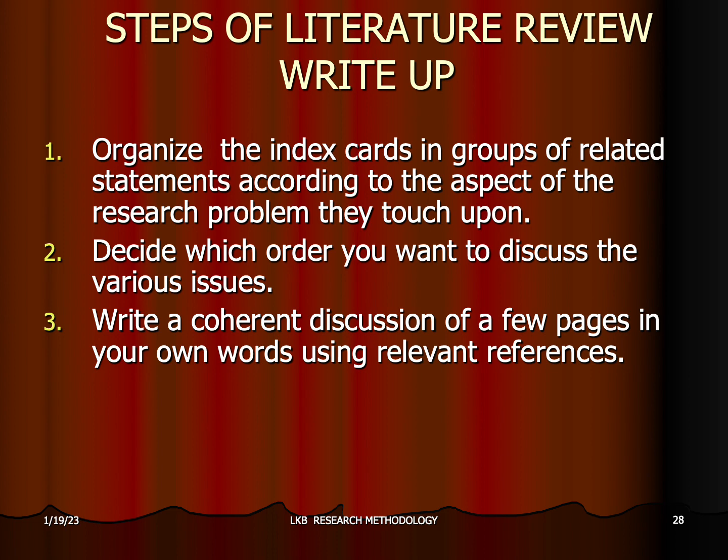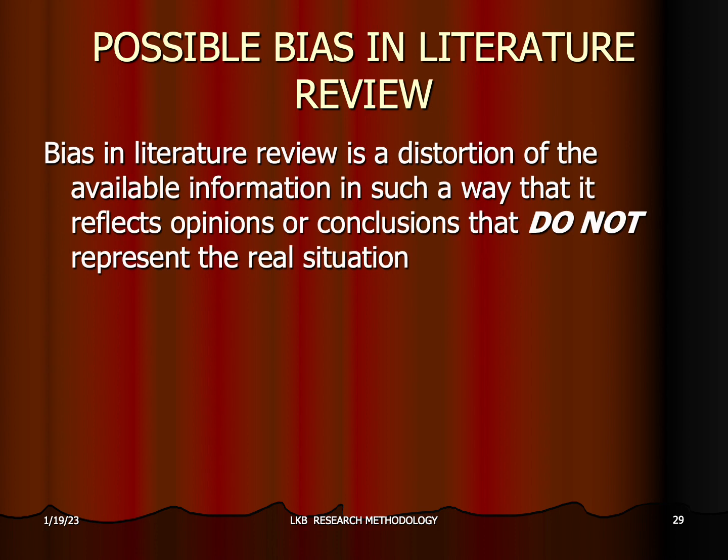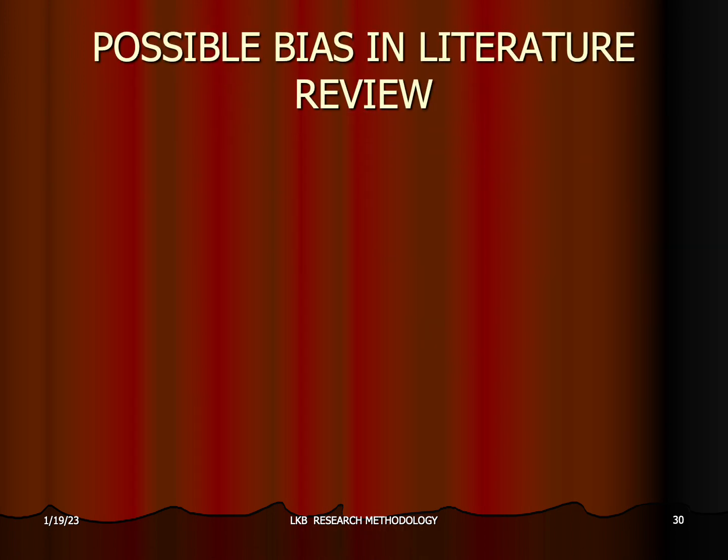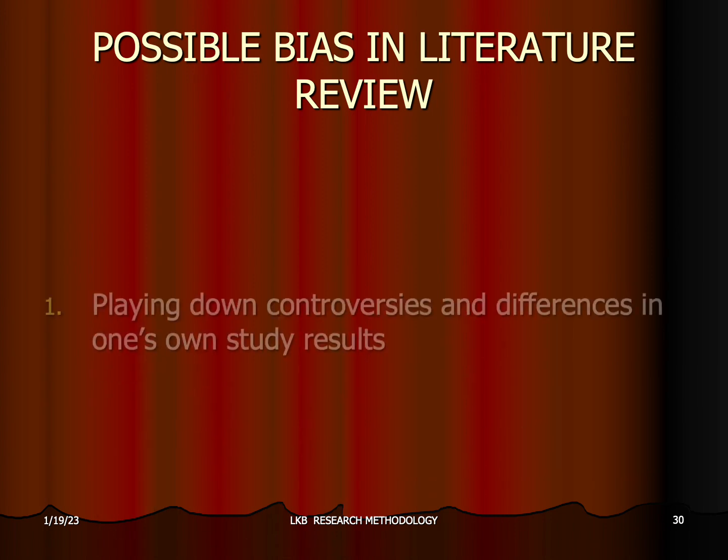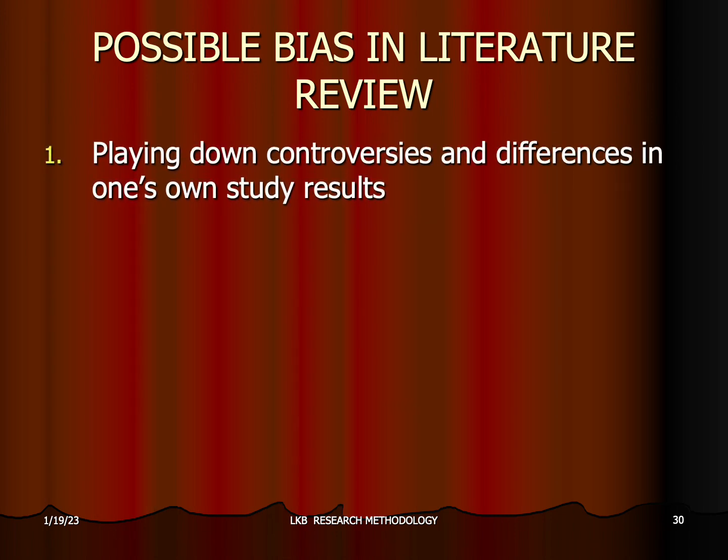So as we do a literature review, are there things which could happen, which could make us not do the best literature review? The answer is yes. And we'll be looking at possible bias in literature review. Now, bias in literature review is basically a distortion of the available information in such a way that it reflects opinions or conclusions that do not actually represent the real situation. So how could that happen, or what are some of those biases? We've mentioned a few possible ones.